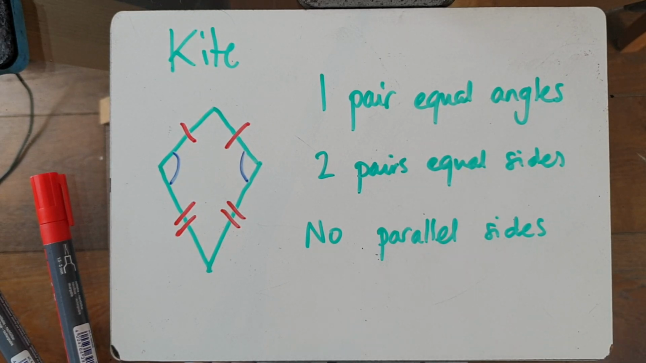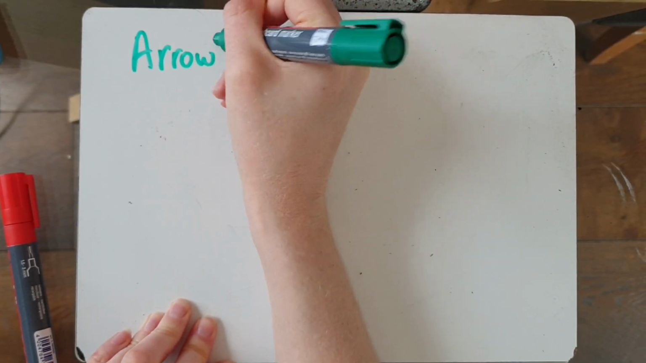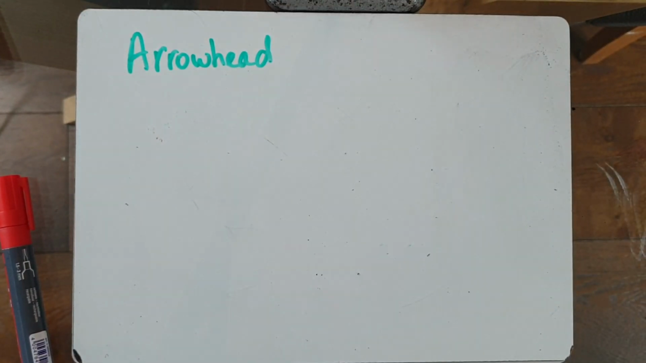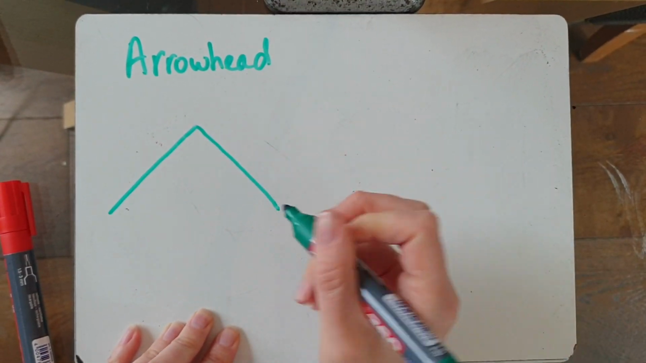Do you know what it's going to be? So the last quadrilateral is an arrowhead. So well done if you got that one. It looks like this.